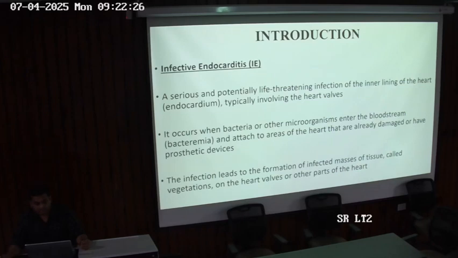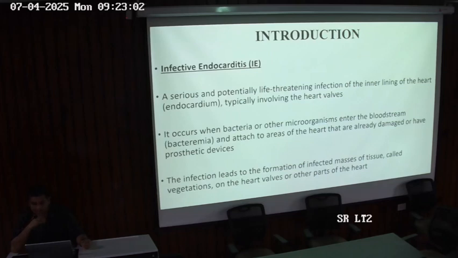So in the introduction, it is a serious and potentially life-threatening condition of infection of the inner lining of the heart, that is called the endocardium, typically involving the heart valve, whether it may be a native valve or prosthetic. Prosthetic valves have more chance to develop infective endocarditis than native valves. It occurs when bacteria or other microorganisms enter the bloodstream and attach to areas of the heart that are already damaged or have prosthetic devices.